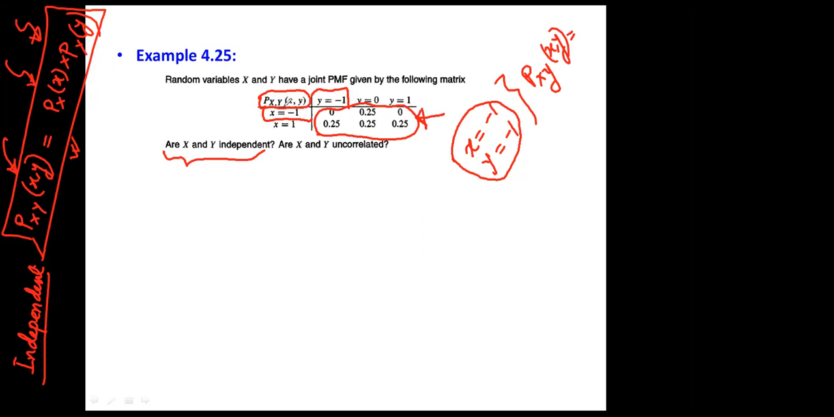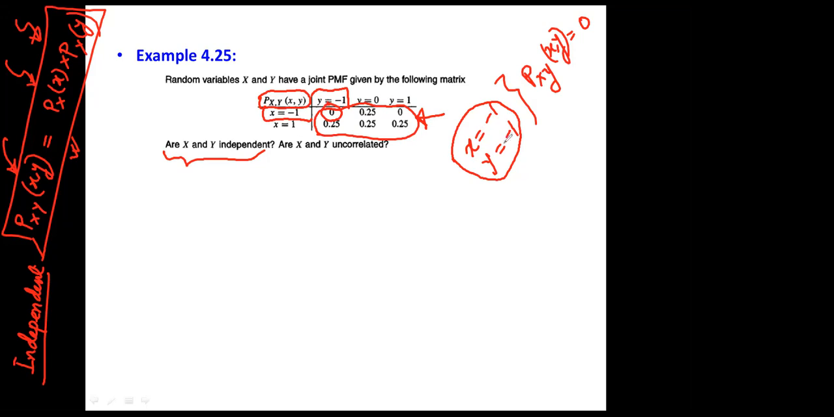It's a matrix form. When I'm talking about x equal to -1 and y equal to -1, that means what? First row and first column. In the first row and first column, what is the value? 0 is the value. So this 0 is the joint probability for this particular point. There is no way that it will be 6.25, something like that.